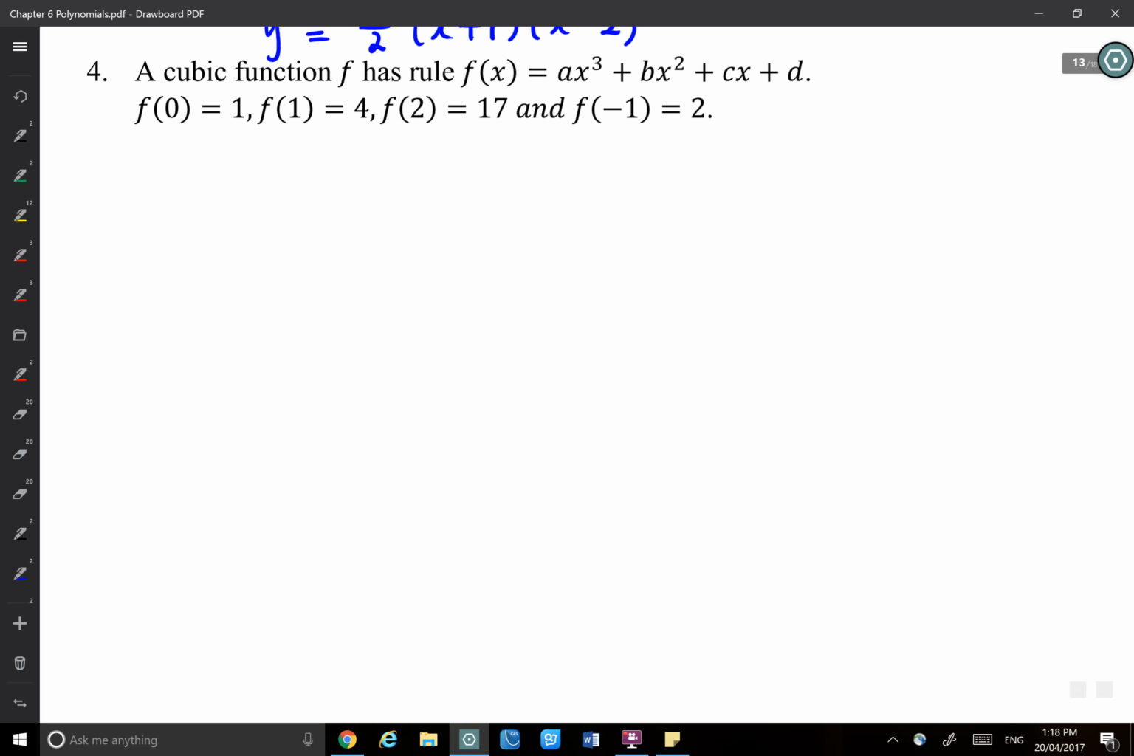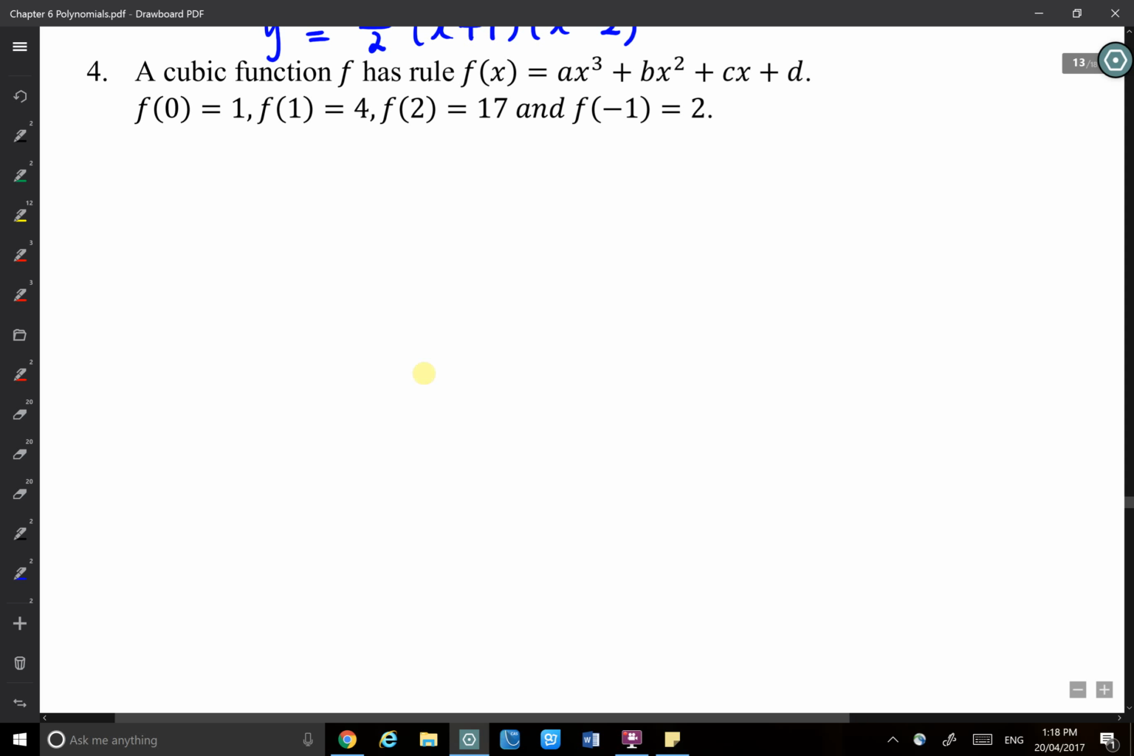A cubic function has rule f(x) equals ax cubed plus bx squared plus cx plus d. Okay, 4 variables. And it's not given a graph. What has been given is some random points, like x equals 0, y equals 1. Okay, you have (0, 1). You have (1, 4). You have (2, 17), and (-1, 2).